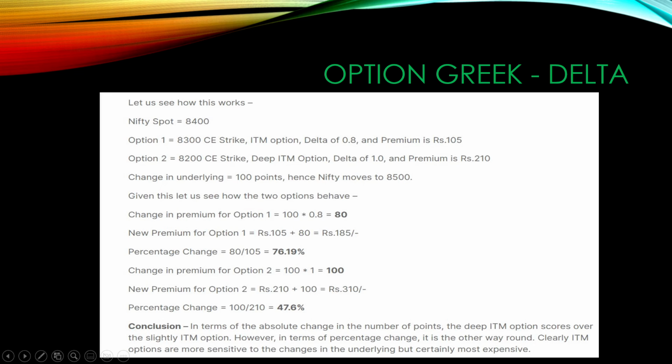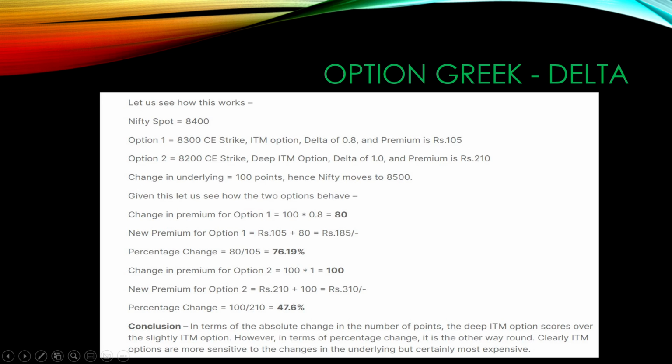So the Nifty 8300 CE call option is ITM, in the money. Why? Because the strike is less than the actual price. The spot price, the current actual market price of Nifty, is 8400 and you are buying the 8300 call option. As 8300 is less than the Nifty actual price, it is called in the money. Delta is 0.8 and premium is 105.